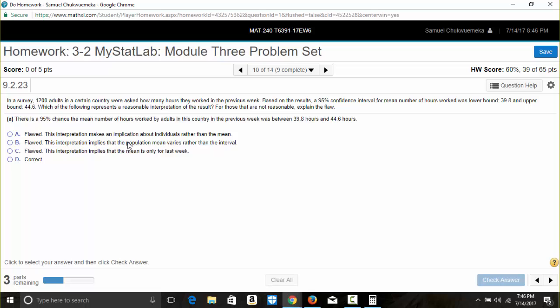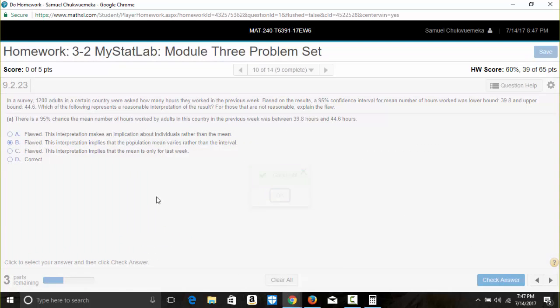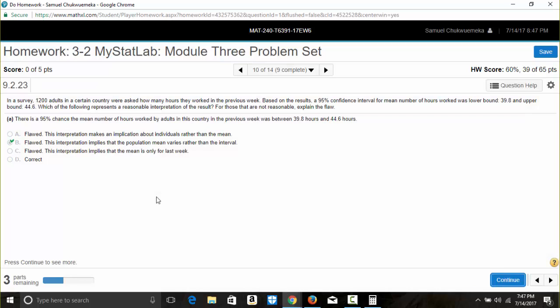So when you say 95% chance, no, it's flawed. Okay, and this 95% chance, the mean number of hours worked, so it's flawed. The interpretation implies that the population mean varies rather than the interval. That is why this is flawed. It's not a good interpretation of that. When you say 95% chance, the mean number of hours worked by adults, it implies that the population mean varies rather than that interval. Yeah, we don't say it that way.